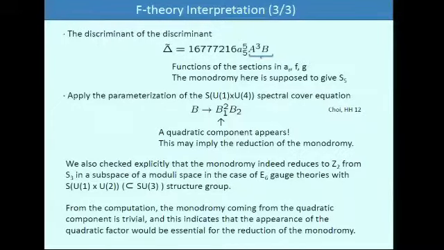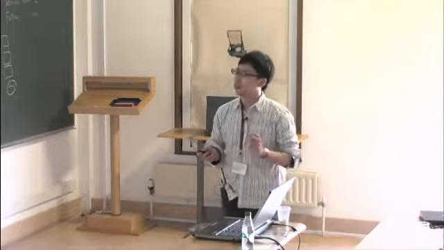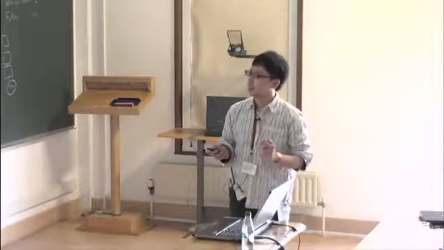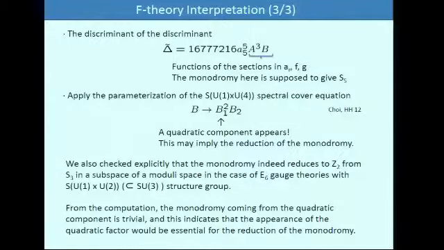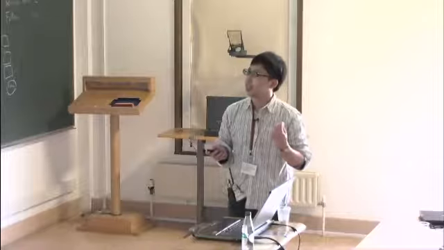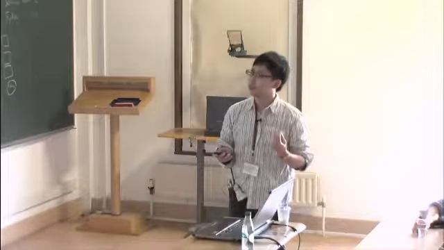And actually, miraculously, if we apply the parameterization we found from heterotic string theory, this very complicated function will be factorized in this way, which includes a quadratic form. The monodromy is locally always a D2 monodromy, so this quadratic term may imply the reduced monodromy. In fact, we also checked explicitly the toy model, which is an E6 gauge series of 1 plus 2 factorization. If we apply the parameterization we found, we explicitly see the reduction of monodromy from S3 to Z2.